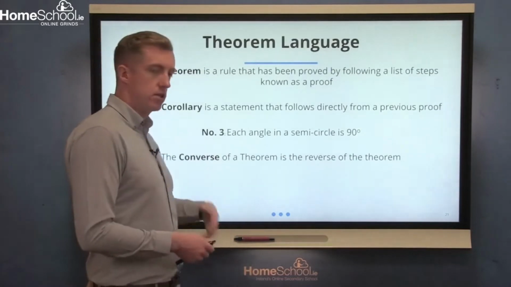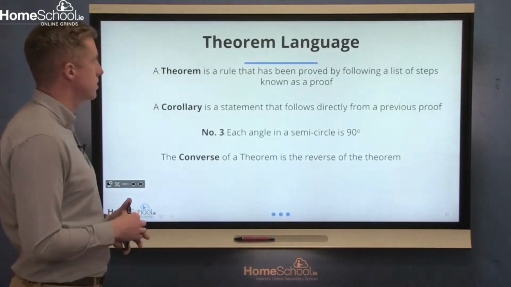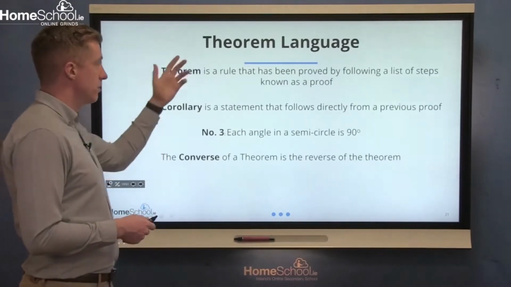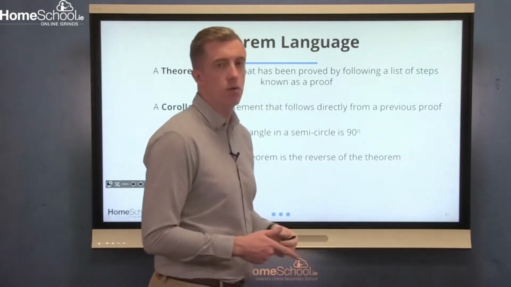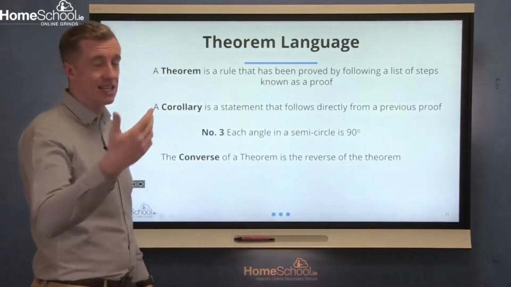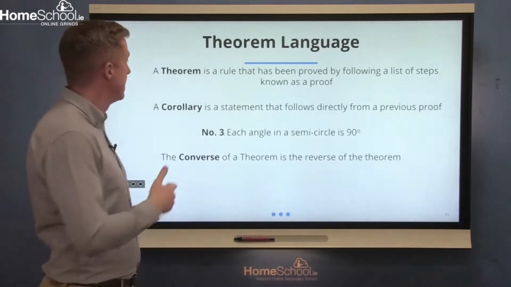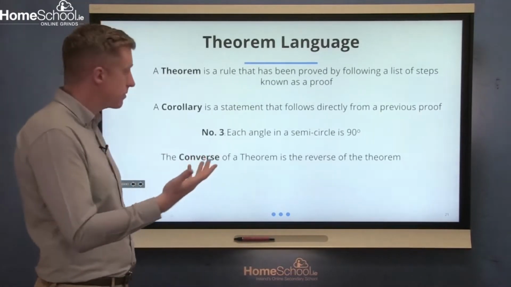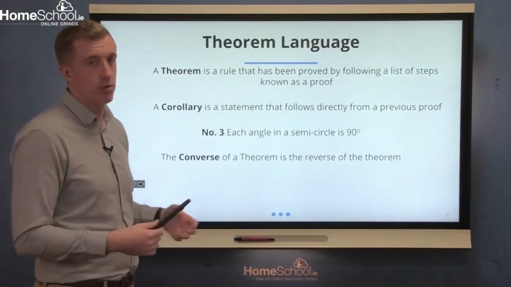We saw in the syllabus there's a couple of words and a couple of theorems that we need to work with. So here's some of the examples. A theorem is a rule that has been proved by following a list of steps known as a proof. So we talked about something that didn't need any formal proof, and we just took it as true, and that was an axiom. A theorem is in a way like the opposite of an axiom. This is something that does require proof.